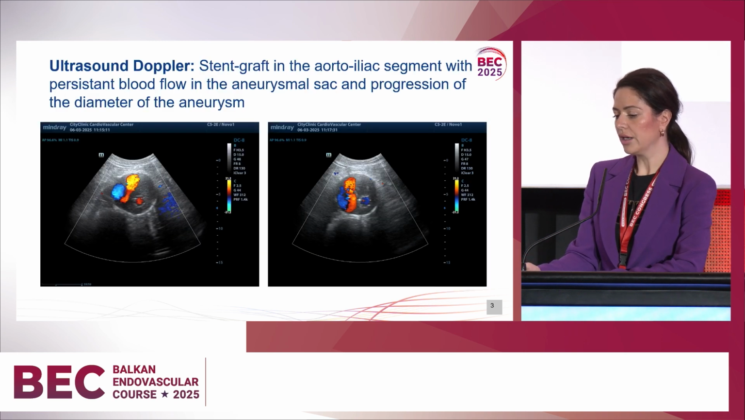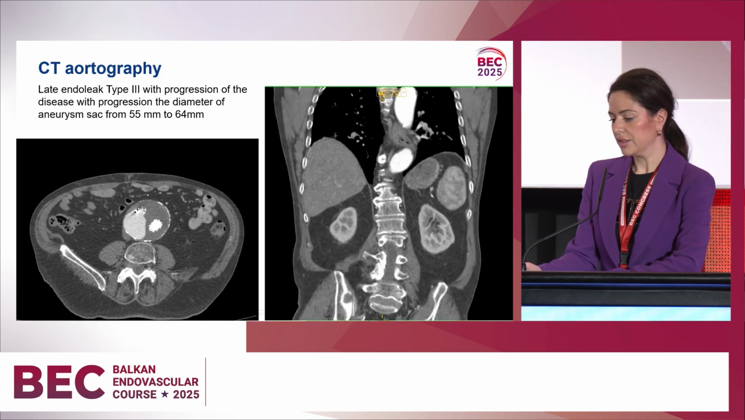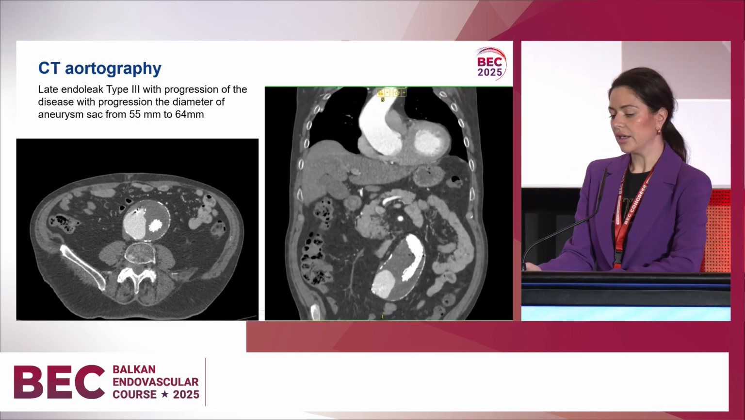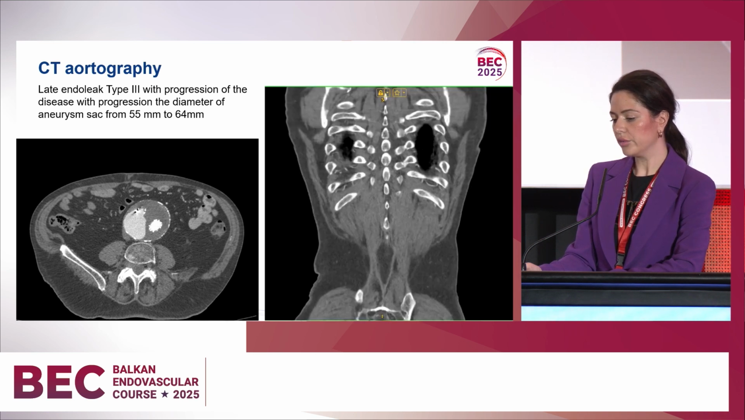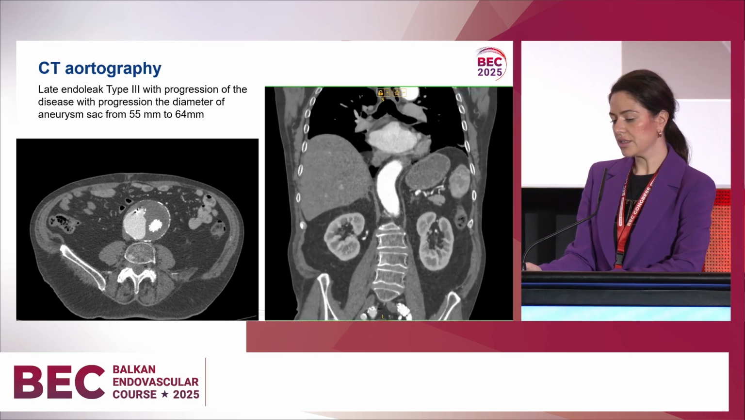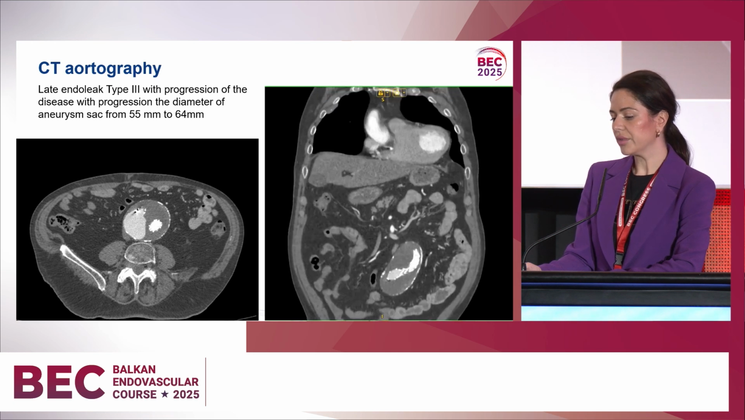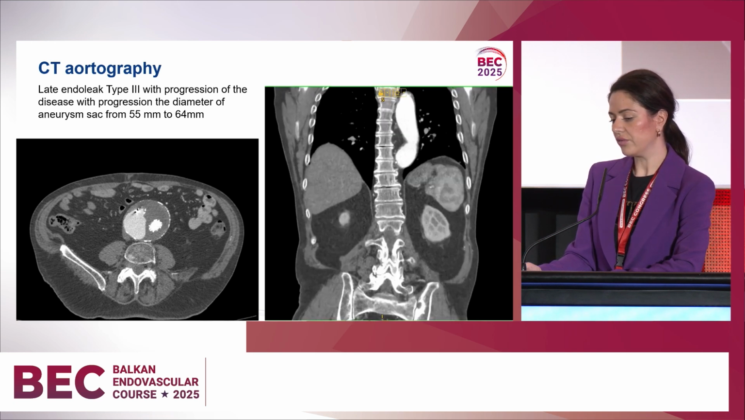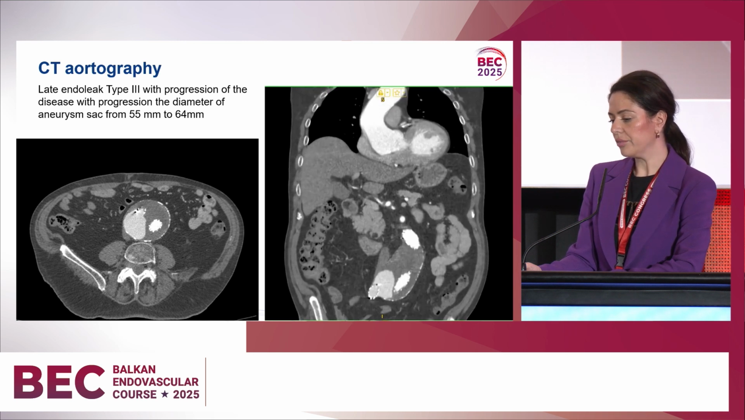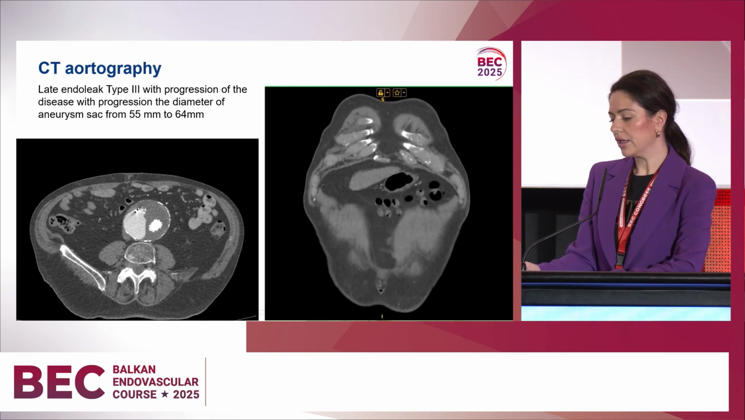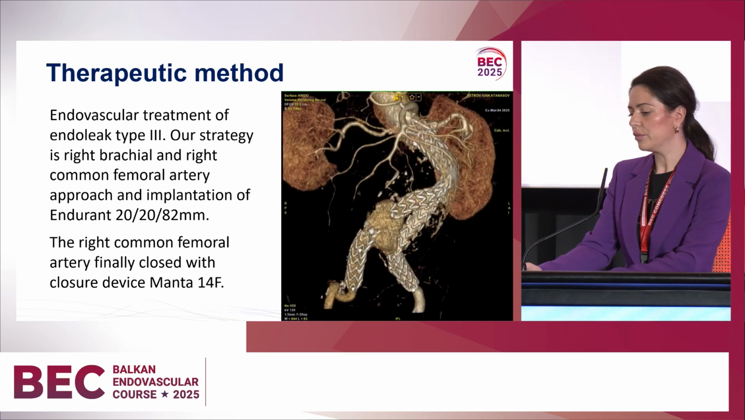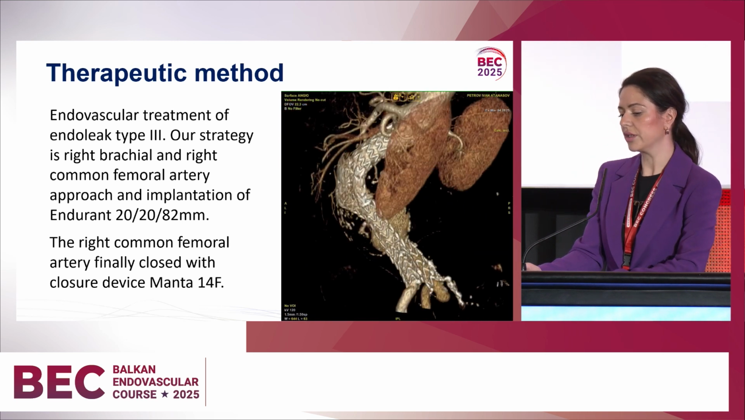From ultrasound Doppler, stent graft in the aortoiliac segment with persistent blood flow in the aneurysm sac and progression of the diameter of the aneurysm. This is the result of CT aortography: late endoleak type 3 with progression of the disease, with the diameter of the aneurysm sac growing from 55 to 64 millimeters. And our therapeutic method is endovascular treatment of endoleak type 3.